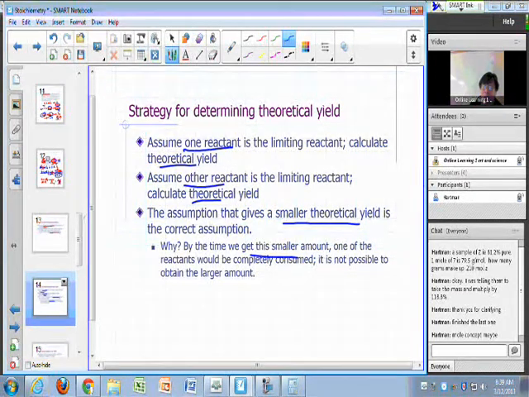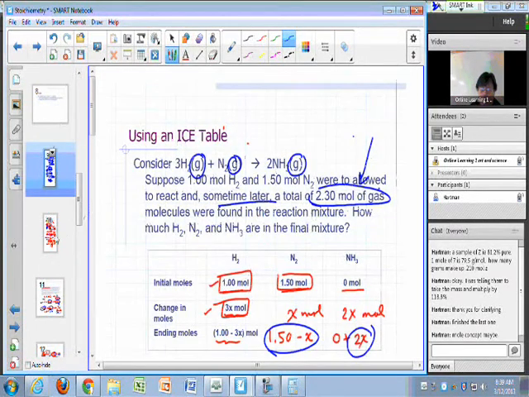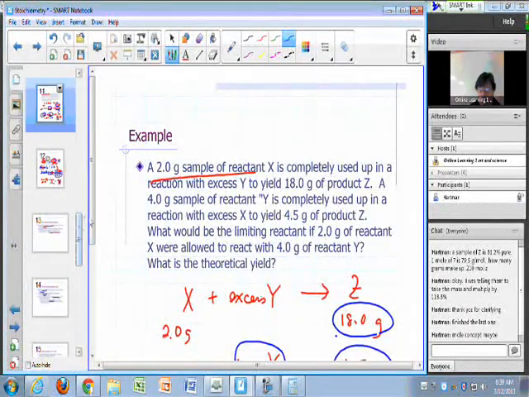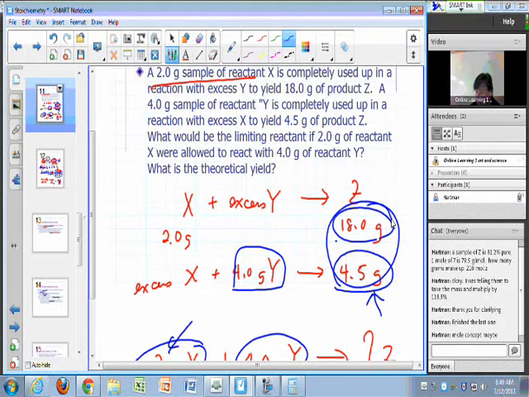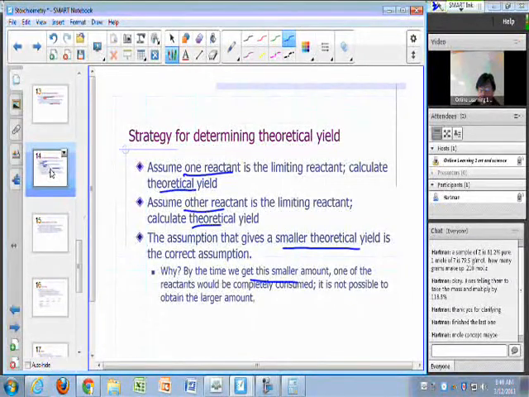Okay? So that's similar to the fictitious example we had earlier about the X, Y, and Z. This one. Okay? So according to this, the theoretical yield for 2 grams of X is 18 grams. The theoretical yield, if 4 grams of Y is consumed, is 4.5 grams. So the smaller of these two theoretical yields would be the correct theoretical yield. Okay, so that's one way of doing it.